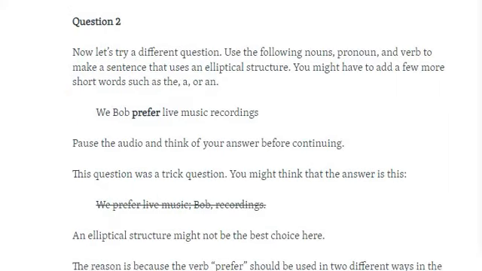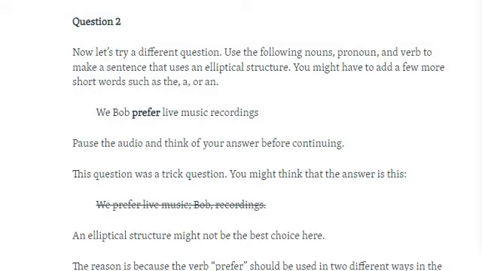Now let's try a different question. Use the following nouns, pronoun, and verb to make a sentence that uses an elliptical structure. You might have to add a few more short words, such as the, a, or an. We, Bob, prefer, live music, recordings. Pause the audio and think of your answer before continuing. This question was a trick question.